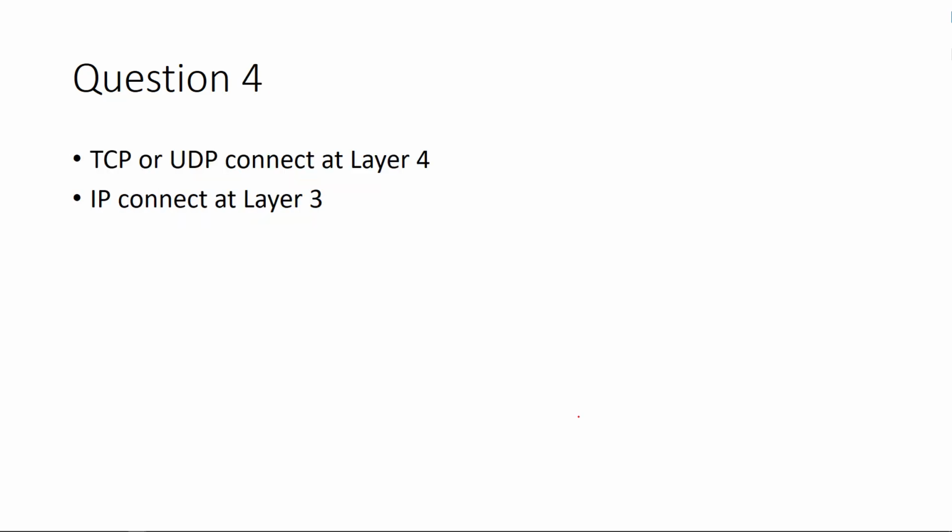Understand that TCP and UDP connect at layer 4. Understand that IPs connect at layer 3. So if we're talking a segment, layer 4. If we're talking a packet, layer 3. If we're talking a frame, we're talking layer 2.